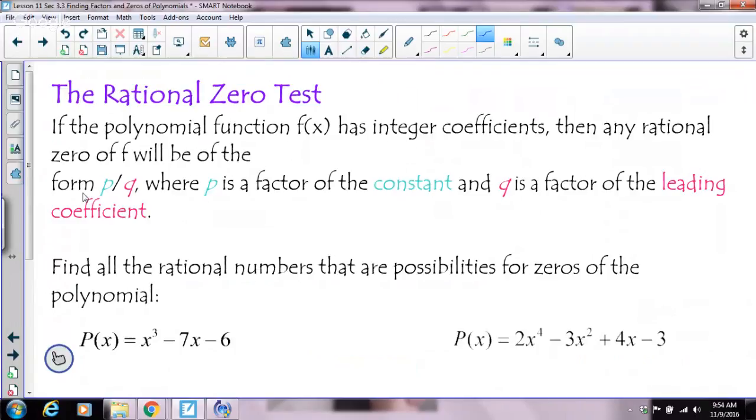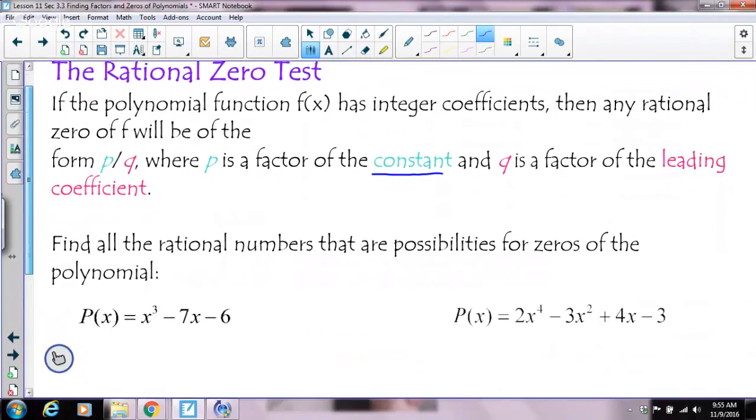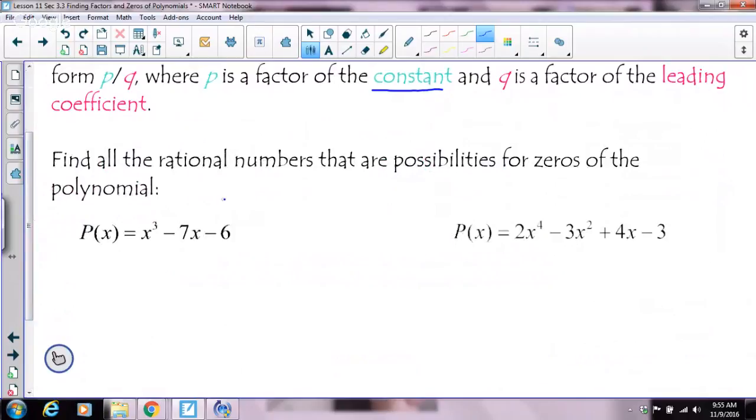So it's saying p divided by q, where p is a factor of the constant, and q is a factor of the leading coefficient. So you still want it to be in descending order. The constant comes where, first or last? Last. And the leading coefficient is the first number. So this number is going to help me find my factors of p, and this number is going to help me find my q.